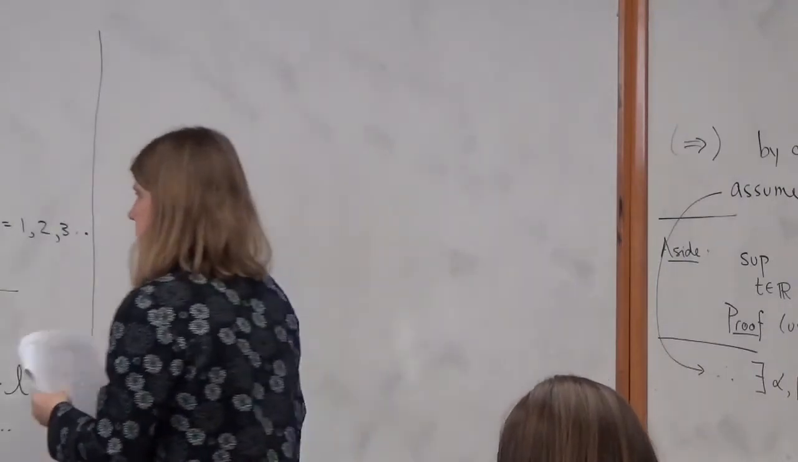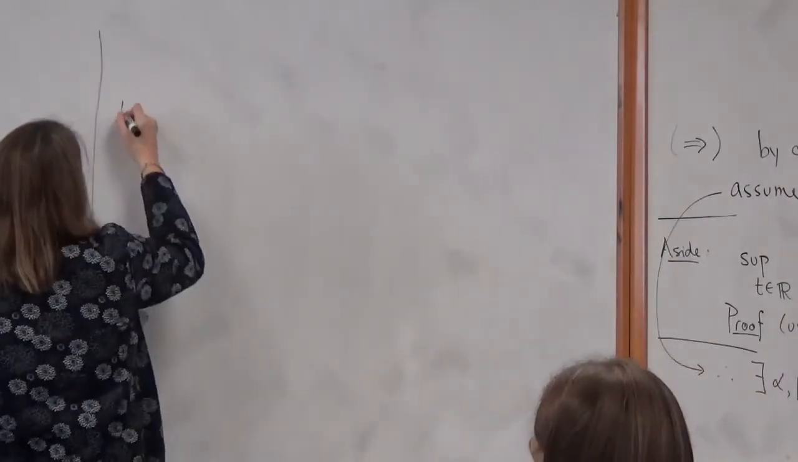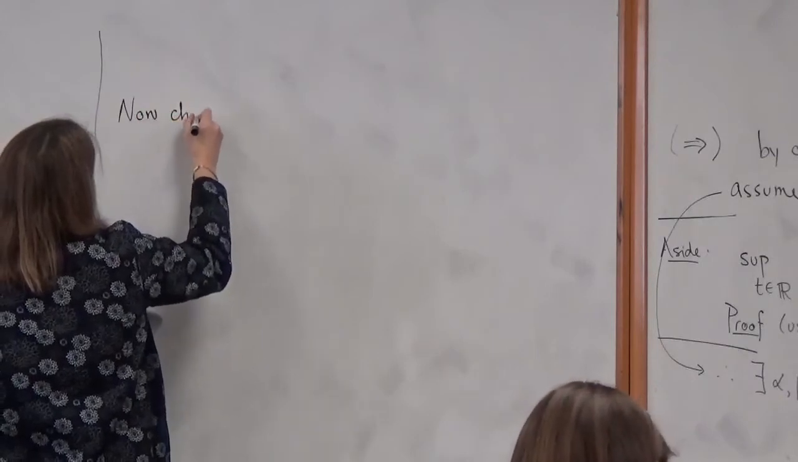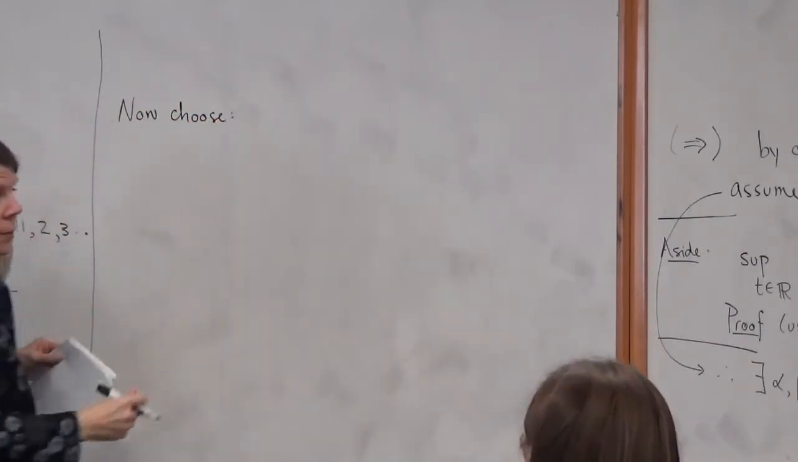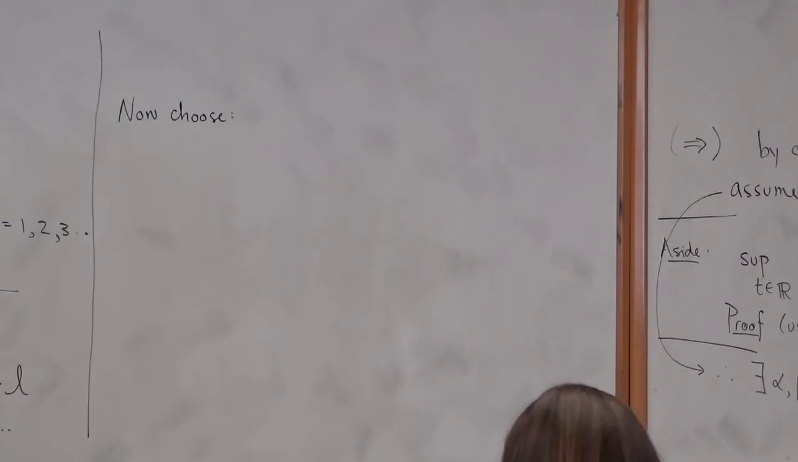Now I'm going to choose an input. So now I get to select a bounded input. You just have to show existence of a bounded input that gives you an unbounded output.